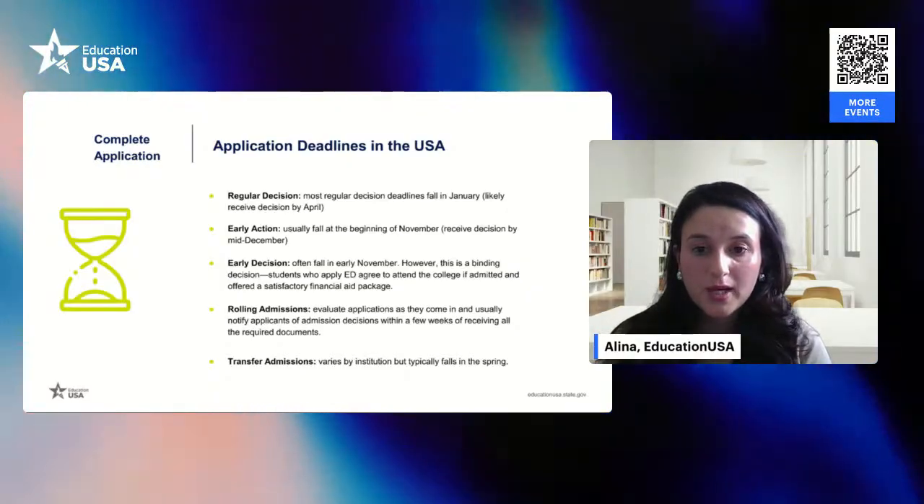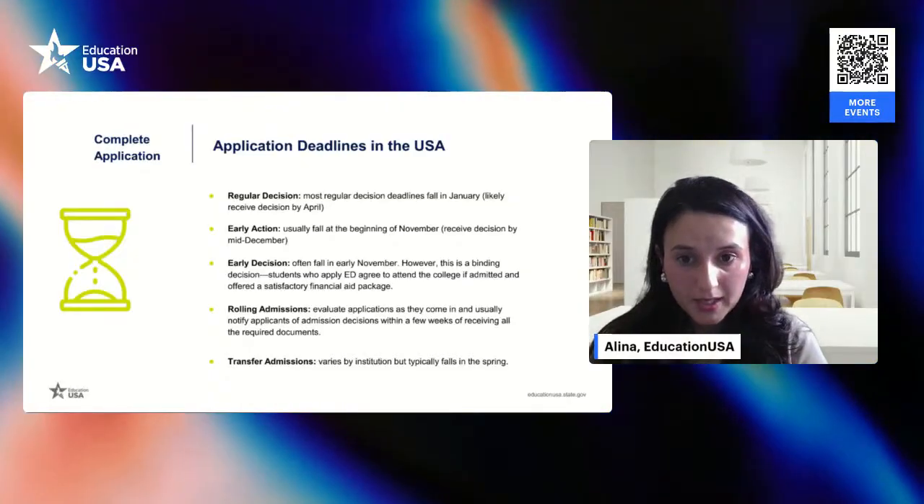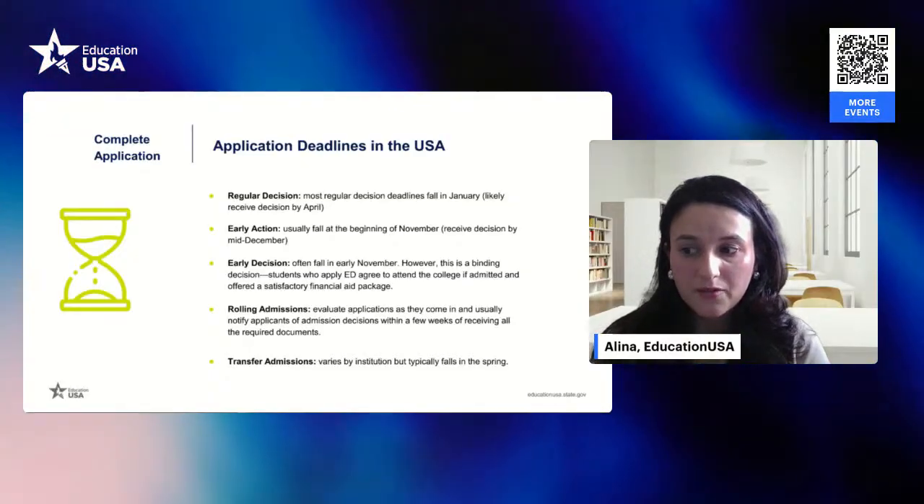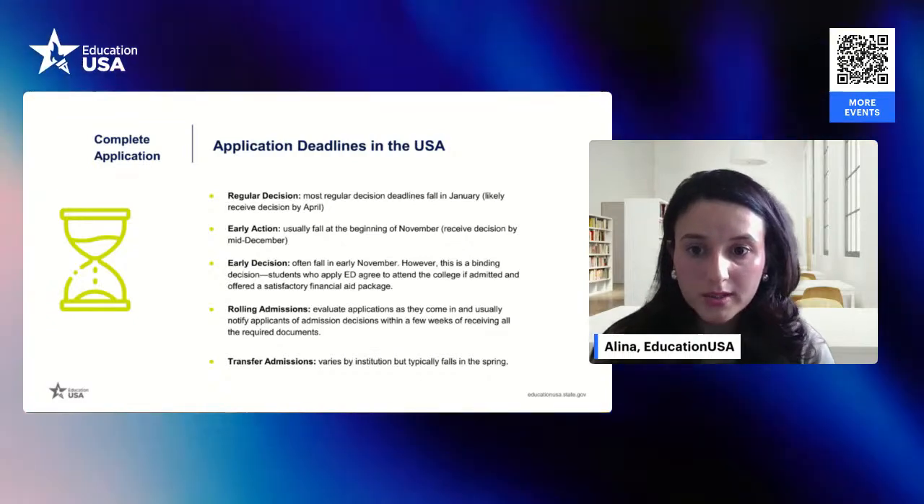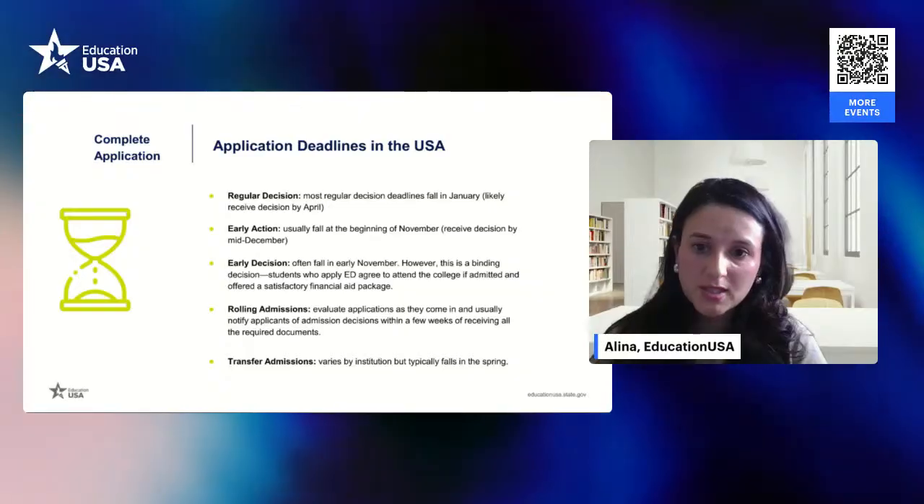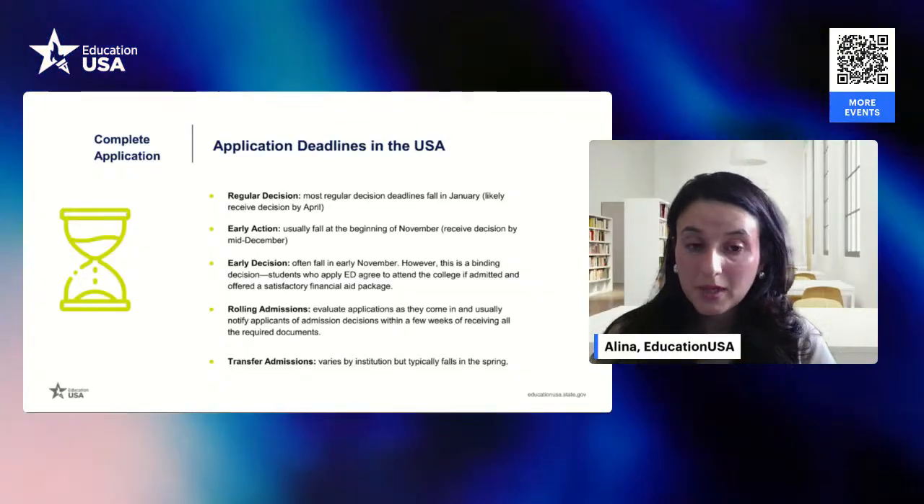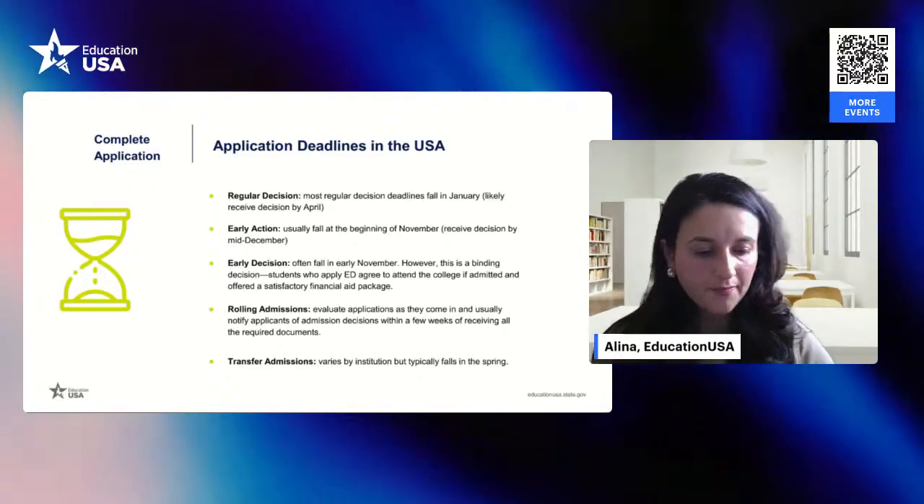So universities evaluate the applications as they come in and usually notify applicants of admission decisions within a few weeks of receiving all the required documents. And then we also have transfer admissions that can vary. So it varies by institution, but typically falls in the spring.